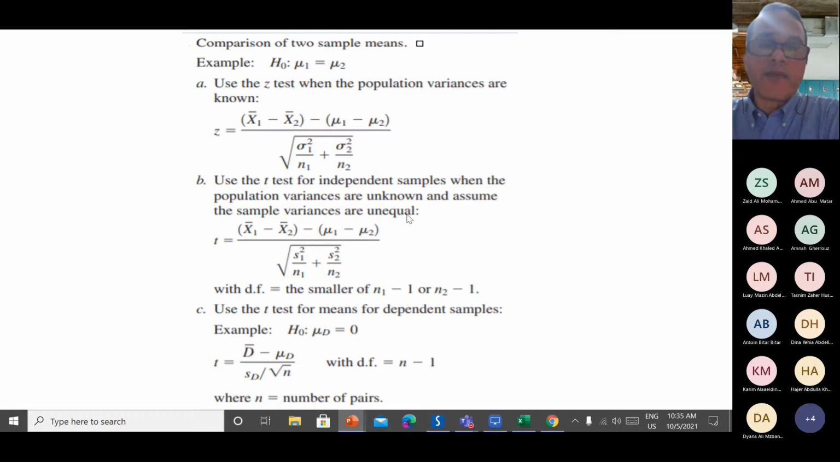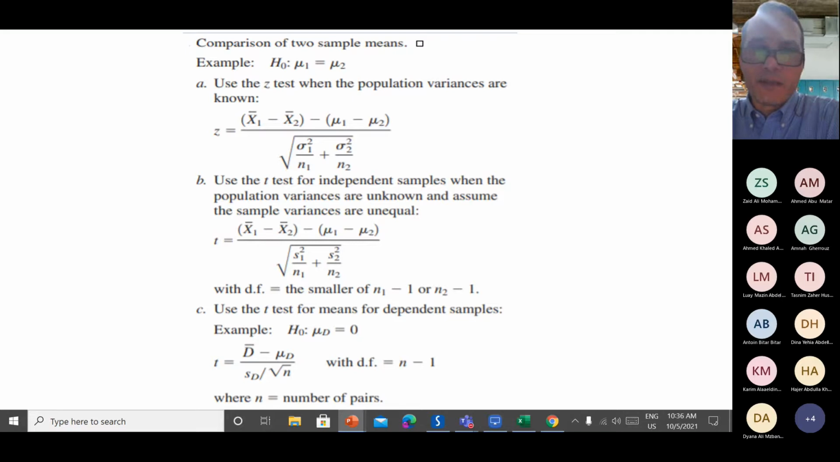Z-test doesn't have a degree of freedom, it doesn't depend on the sample size, right? But t depends on the sample size. So the degree of freedom when you have two samples, okay? Some people say the smaller of n1 minus 1 or n2 minus 1. And some people say no, I will go for n1 plus n2 minus 2. Okay.